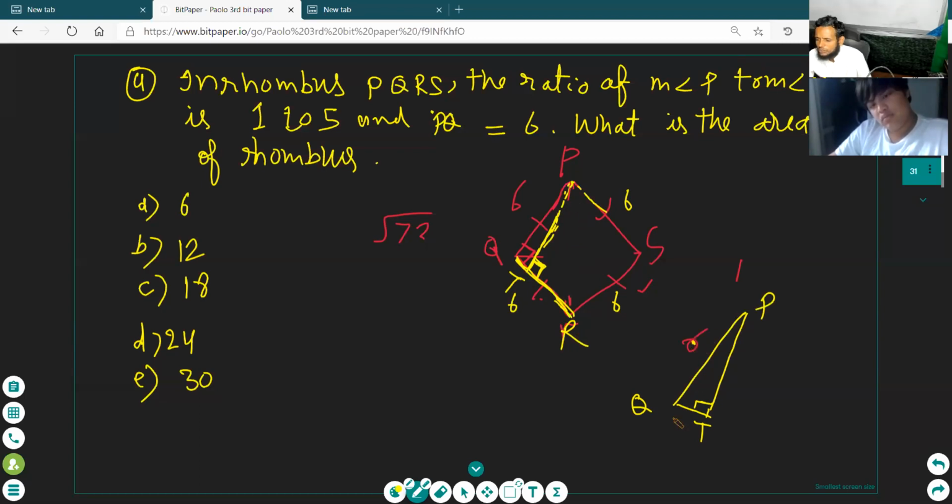Okay. Follow, you should see here. What is given? Measure of angle P and measure of angle Q. Its ratio is given, right? The ratio of measure of angle P to measure of angle Q is equal to, write it. These ratios are given. Write the ratio for measure of angle P.